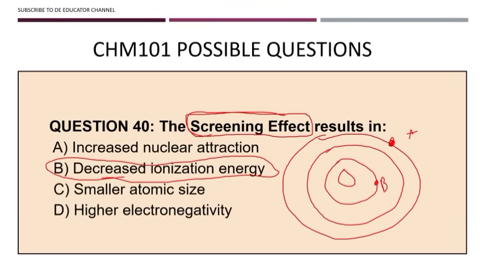If you're adding more shells, what is happening? The ionization energy is decreasing. But if you are removing shells, the ionization energy is increasing, because it will take more energy to remove the electrons. So that's what is known as the screening effect or shielding effect.